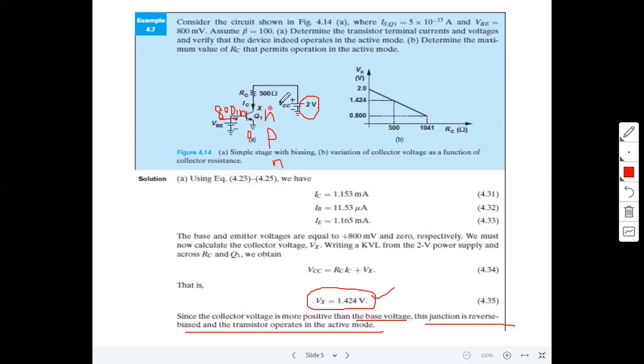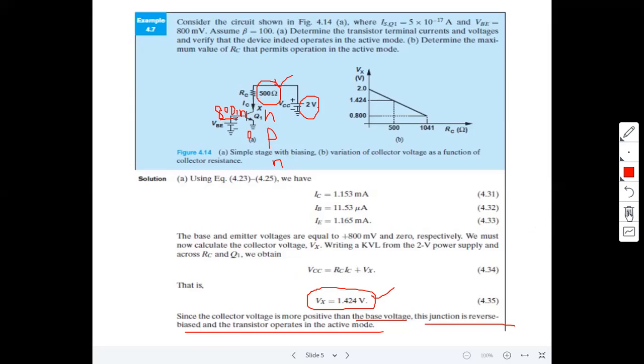And the second part, what is the second part? The RC value is already given as 500 ohms. What is the maximum RC such that the transistor is maintained in active mode?